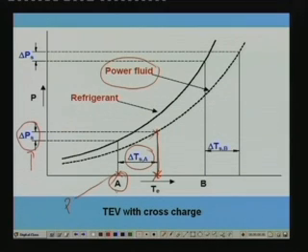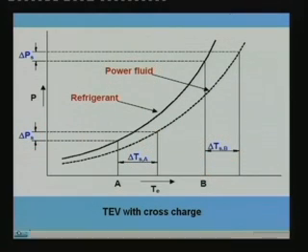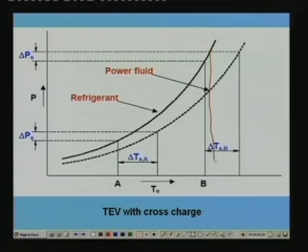Now this is the degree of superheat at low evaporator temperature. At high evaporator temperature also you find that the degree of superheat is much larger than when you used the same fluid as the power fluid. That means, for example, if the same fluid is used as a power fluid, then this would have been the degree of superheat. Okay, because this is the delta Ps, this would have been the delta Ts with the straight charge, that means with the same fluid as that of the refrigerant. But by using the cross charge we could maintain a high degree of superheat even at higher evaporator temperatures. Okay, so that is the advantage of using cross charge.